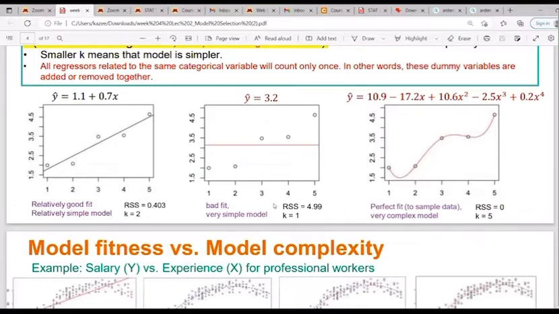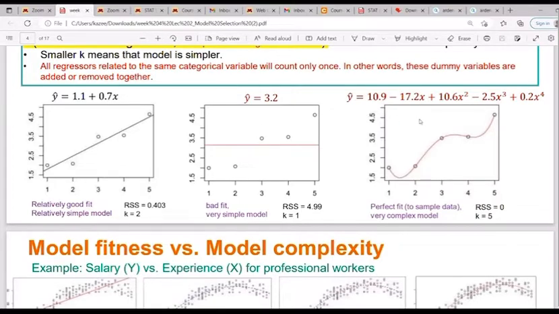So when we now try to move all the way to 5 regressors, look at this now. I got 5 regressors. Some of you may wonder what my regressors are in this model. My regressors are 1, x, x squared, x to the power 3, and x to the power 4. We've got 5 regressors right here now.